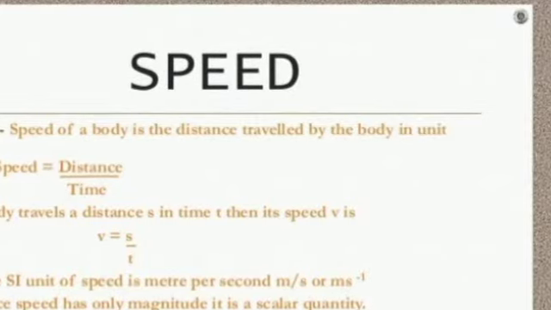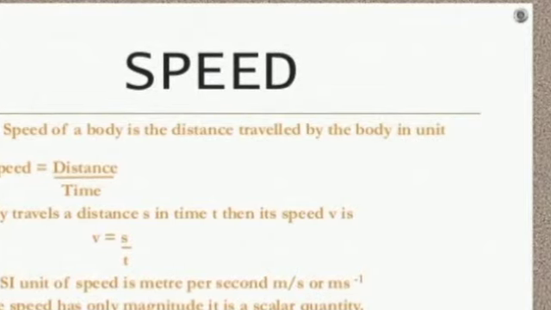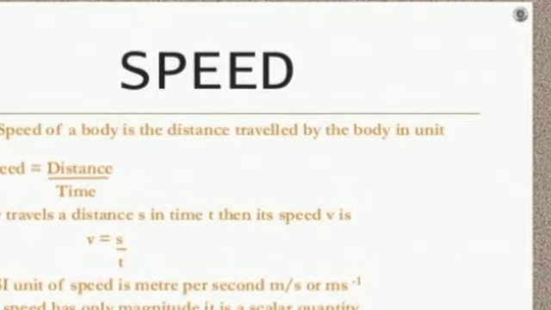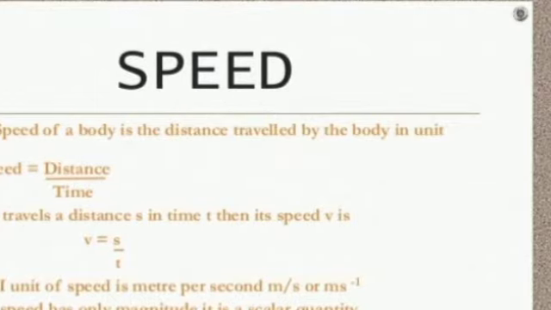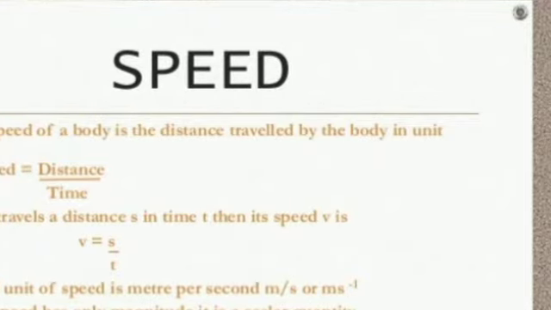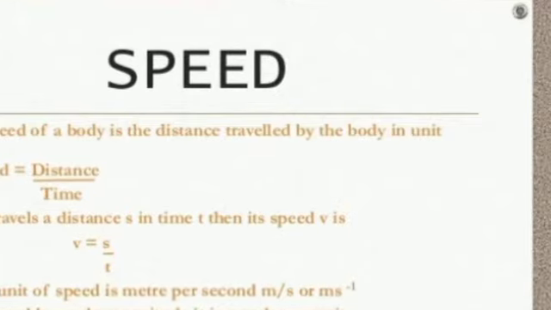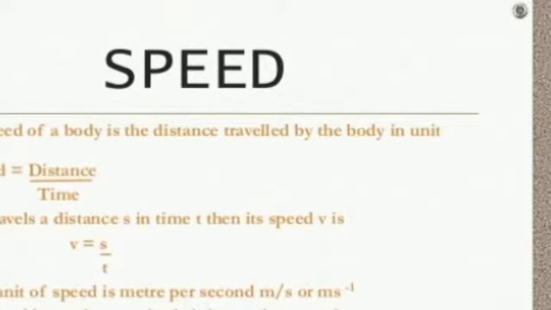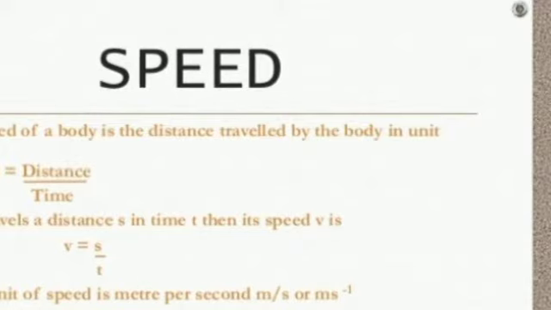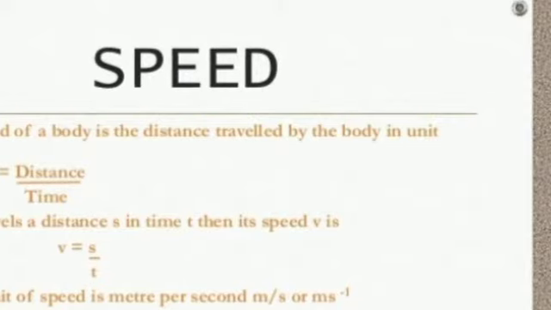Speed has only magnitude. It is a scalar quantity. So it doesn't have any direction. We are just calculating how much speed an object is going. A body travels a distance upon time. I am not talking about any direction, only magnitude, how fast you are going. That is only what the magnitude indicates. It doesn't have any direction, so we can say it is a scalar quantity.